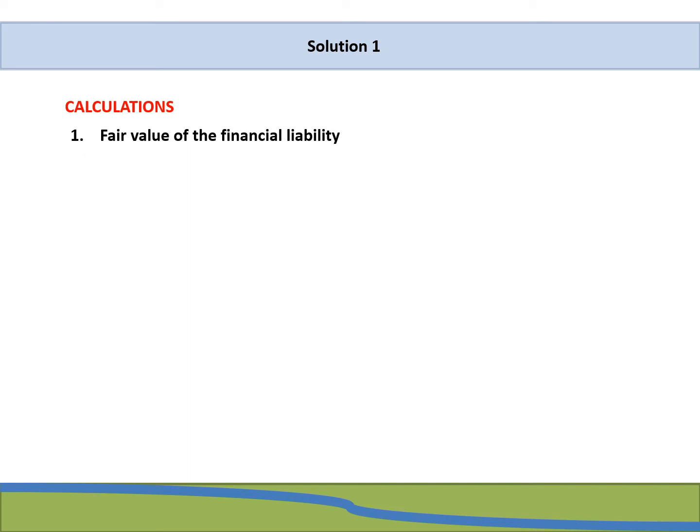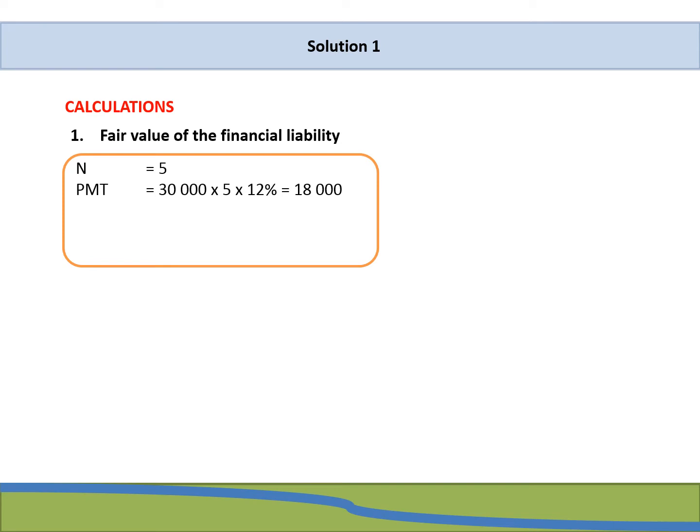The first step is to calculate the fair value of the financial liability. To do this, you need your financial calculator and you need to put in the following inputs. First of all, you start with n being equal to 5. Remember, that is the number of payments for the entire period. Your payment will be 18,000 Rand. As you can see, your payment is still based on your coupon rate. The future value is 150,000 Rand.